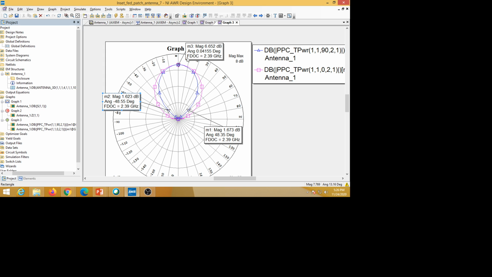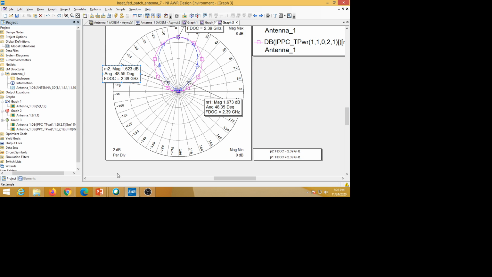This is theta, and you see the circles here. These are actually gain circles, starting from 0 dB, with 2 dB per division. The minimum value is 0 dB, and here the value is 2 dB. This circle is the 2 dB circle, this is the 4 dB circle, and this is the 6 dB circle. So here it is 2 dB per division.